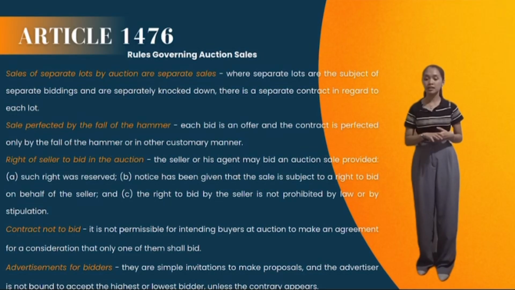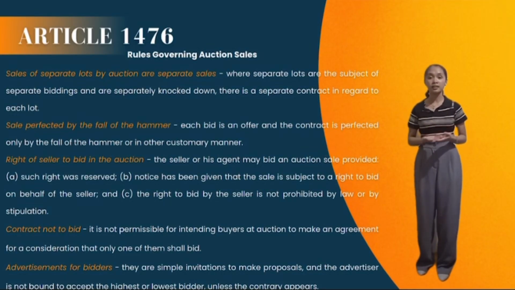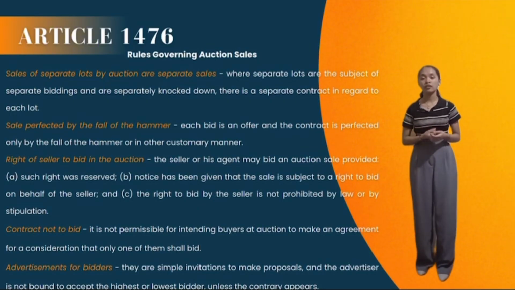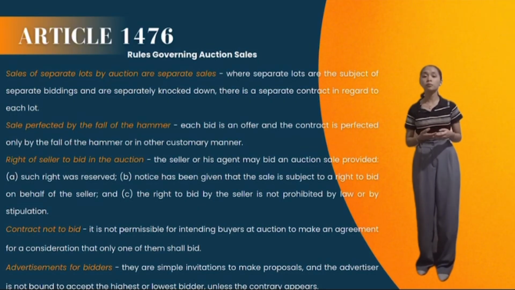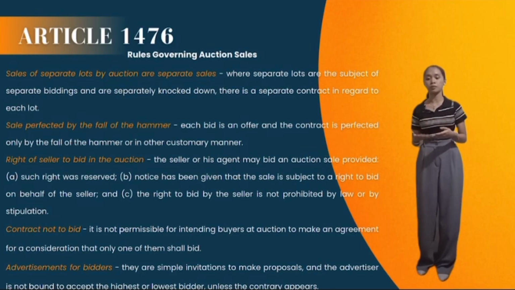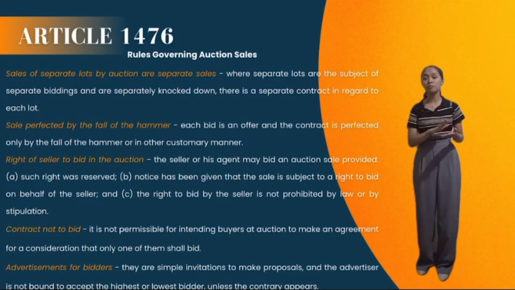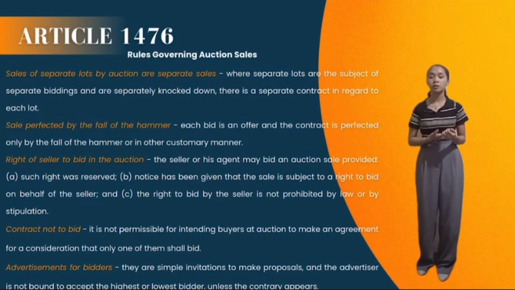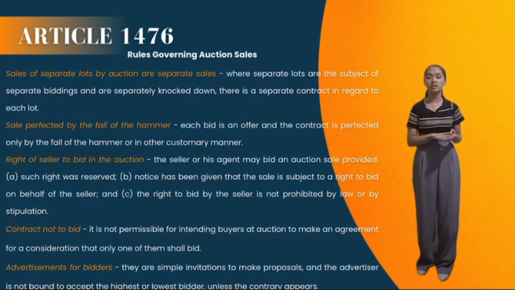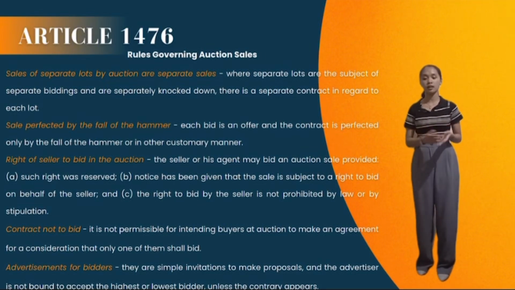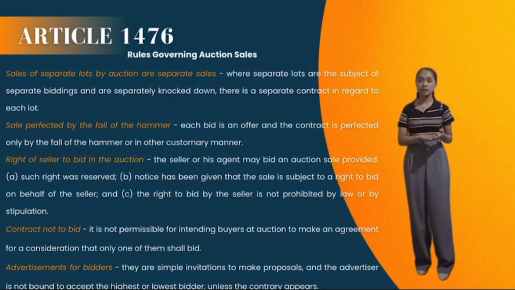Right of seller to bid in an auction. The right of seller to bid is valid provided that such right was reserved, and the right to bid by the seller is not prohibited by the law or any stipulation. Contract not to bid. This is an agreement between both parties not to participate in the bidding process. And advertisement for bidders.